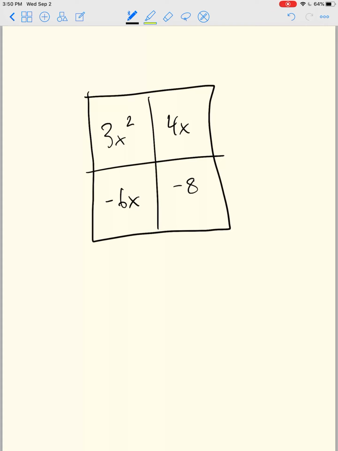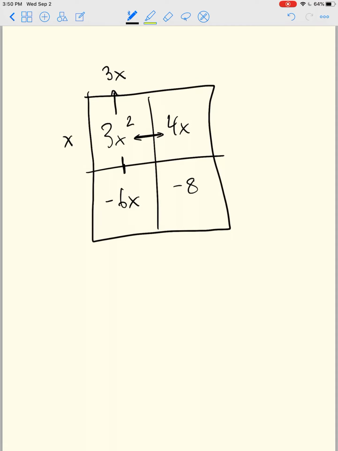So this also might make sense depending on how your brain works. If I look at 3x squared and -6x, if I can pull something out here, well, I know that a 3x goes into both of those. So if I pull out 3x, that's the biggest thing that goes into both of them. If I look this way, 3x squared and 4x, the greatest common factor they have is just going to be a 1x, because x goes into 4x, and then x goes into 3x squared.